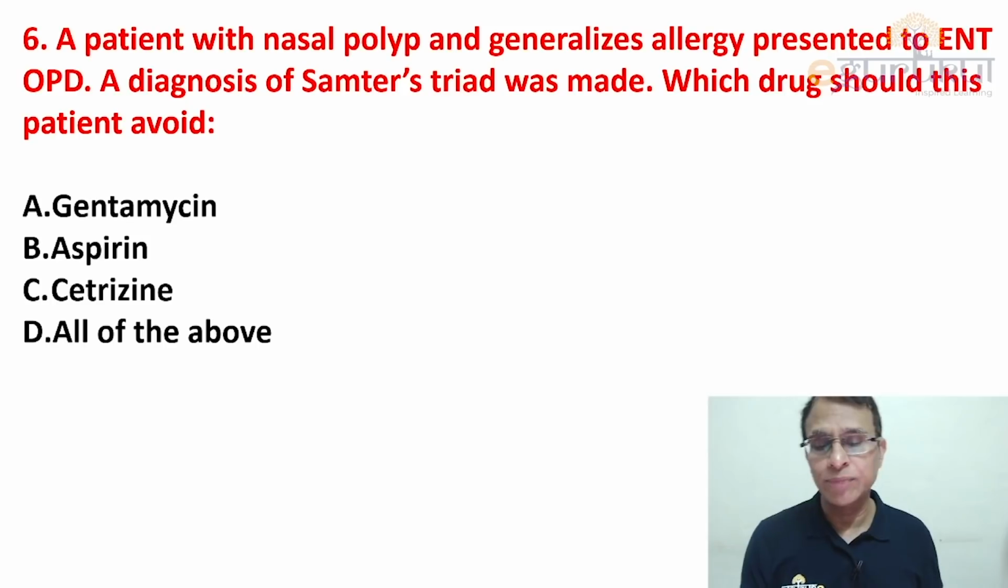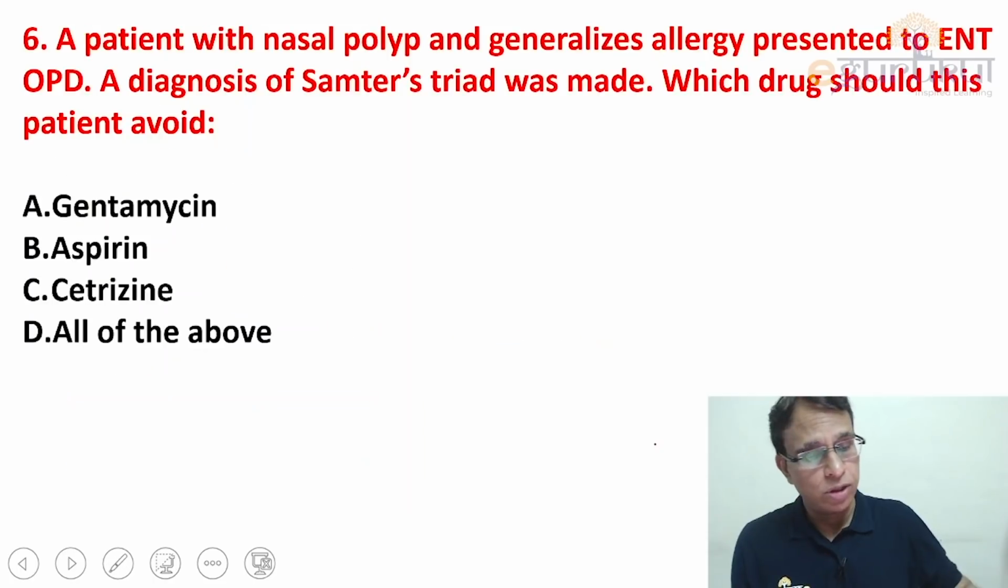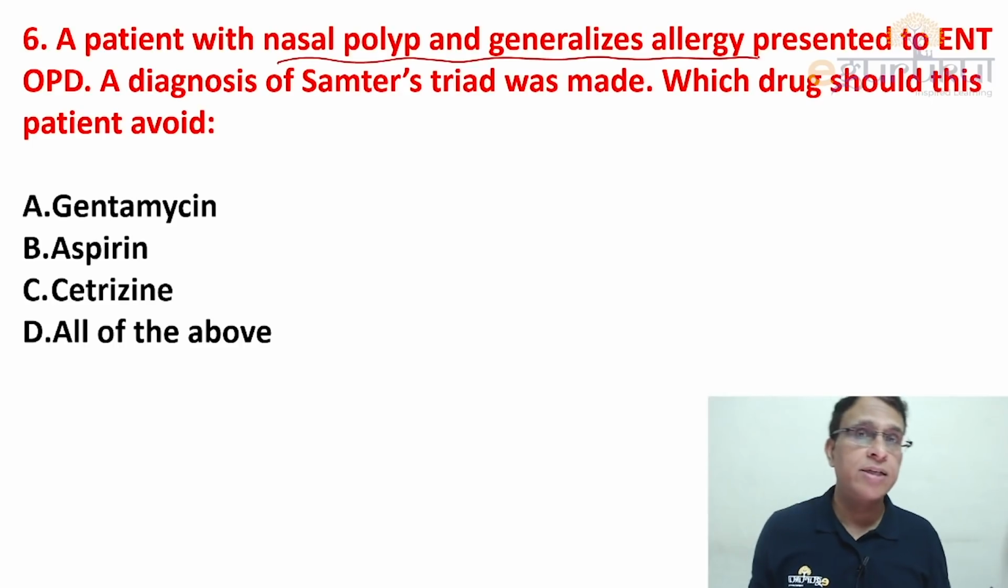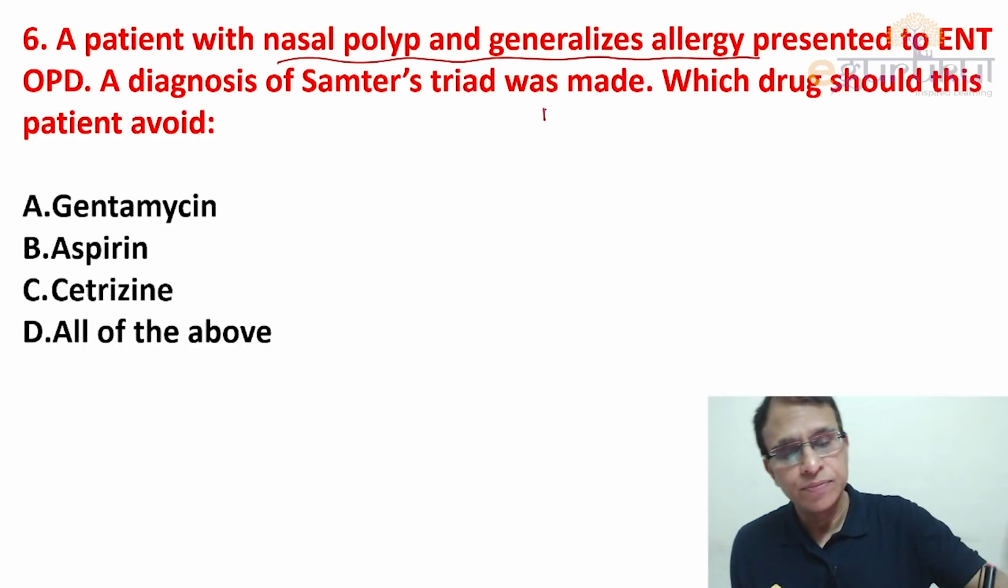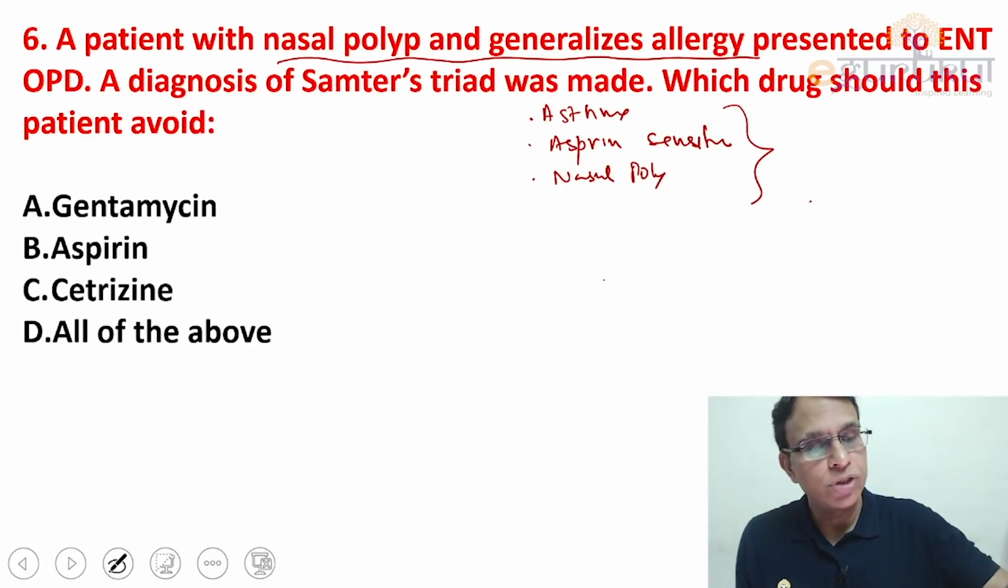Right. Next one. A patient with nasal polyp and generalized allergy presented to ENT OPD. Nasal polyp and generalized allergy. This is a very typical finding of a syndrome which is called Samter's triad. Samter's triad is a generalized allergy. So they will have asthma. Asthma is a part of allergy, and aspirin sensitivity. Plus, of course, nasal polyp, which was given in the choice. So this together becomes Samter's triad. So this was a question about Samter's triad.